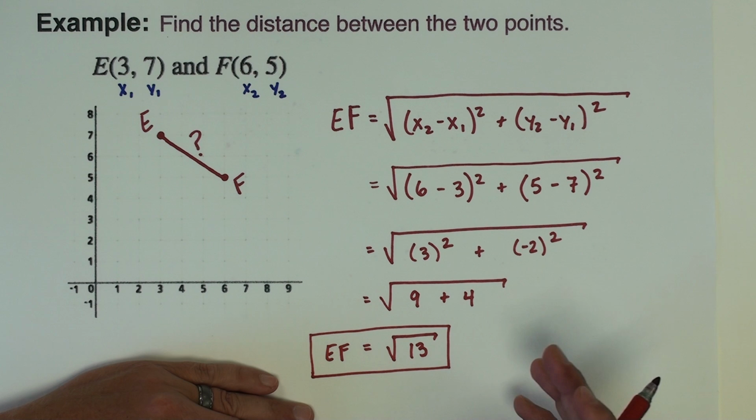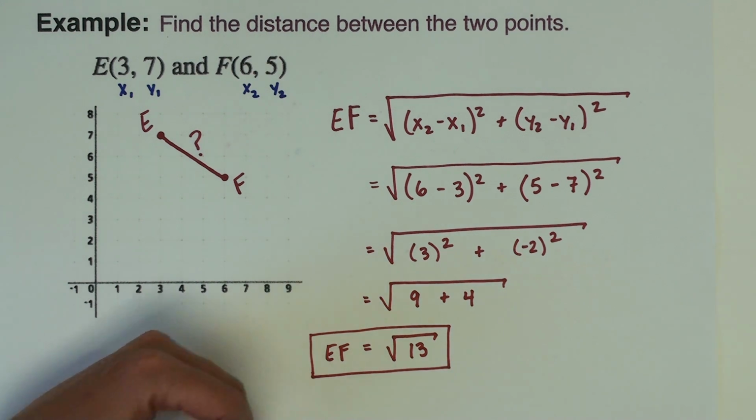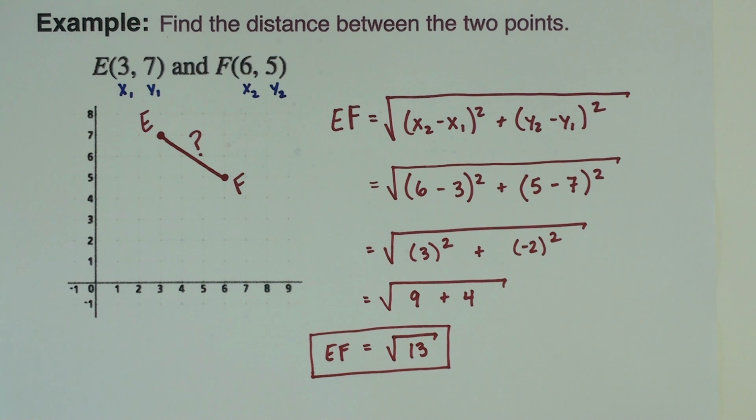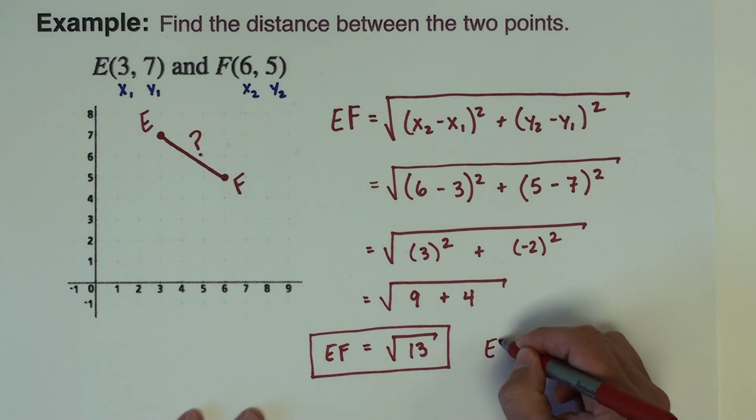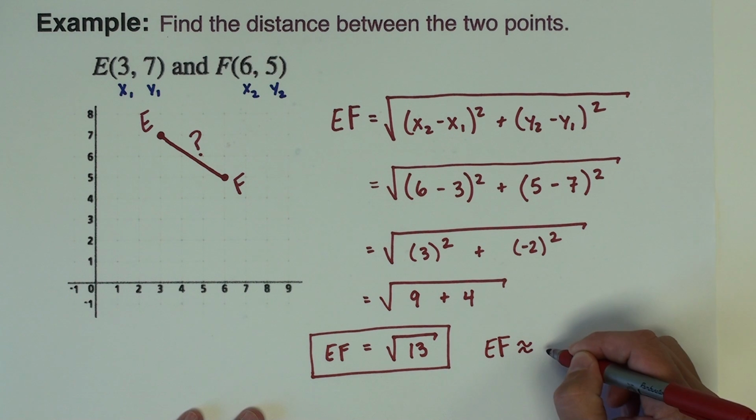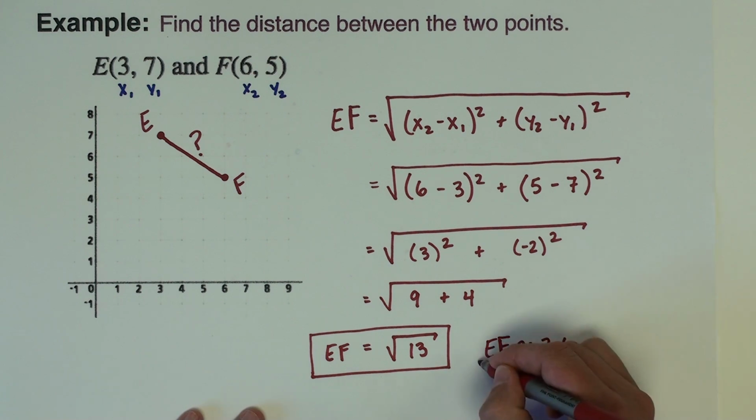Now, square root of 13, if you type that into a calculator, you're going to get a decimal, which is why I just left it as the square root of 13. But if you want to type that into a calculator and get an approximation, you certainly can. The square root of 13 is approximately 3.6.